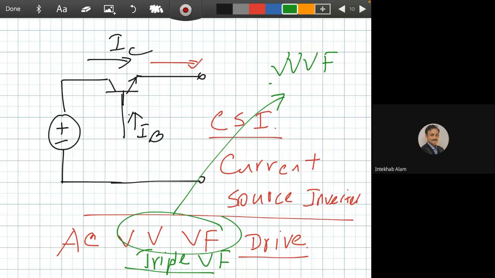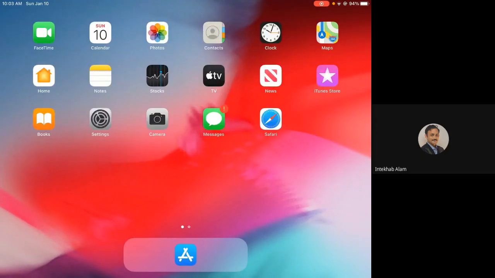Okay. So do you have any question regarding these things? If not, I will share other things with you. The rotor resistance.